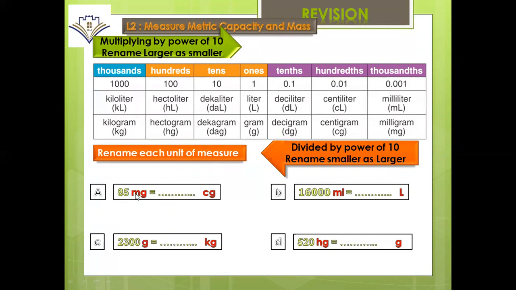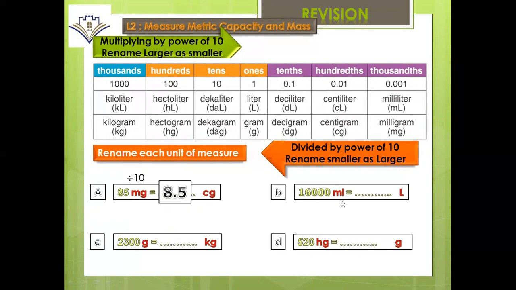Letter A, 85 milligram equals dots centigram. Where is the milligram here? The milligram is here. Where is centigram? It is here. Then it's renamed from smaller to larger. From smaller to larger, do we divide? Yes, divide by 10. Why 10? Because it moved one jump. Then 85 divided by 10 moves the point one place. Then the point is between 8 and 5. Then the answer is 8.5 centigram.